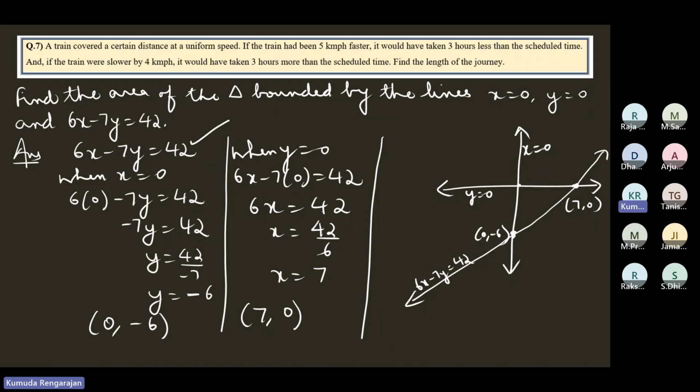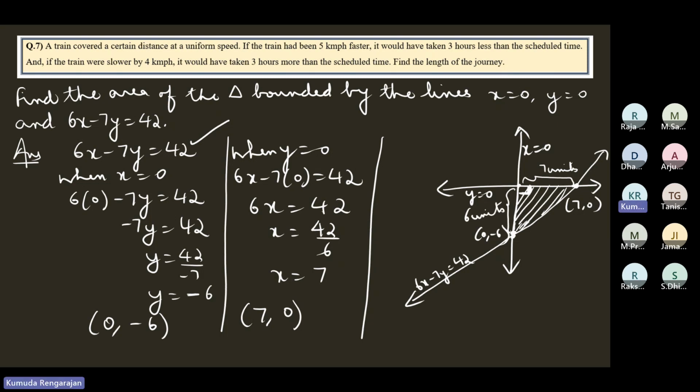So this is what we have understood. Okay, we haven't completed this, right? So here now the question is to find the area of the triangle. So this is the triangle bounded by the x-axis, y-axis, and the line. How do we find the area of the triangle? You know that the x-axis and y-axis are perpendicular to each other. So this one is the base, which is 7 units. And you can take this as the altitude, which is 6 units.